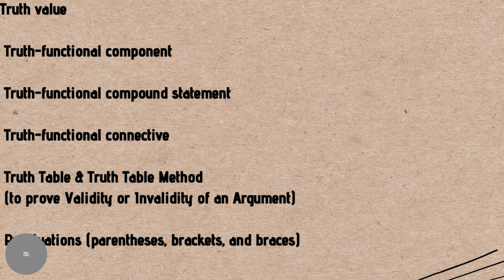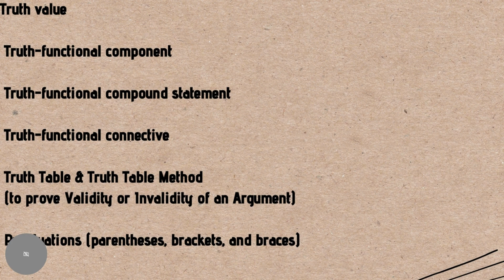So, what is meant by truth functional component? All the components which we saw earlier, I mean the conjunction, disjunction, negation, implication, and equivalence, come under this category of truth functional component. The third one is truth functional compound statement. What is meant by that? A compound statement whose truth value is determined wholly by the truth value of its components is known as a truth functional compound statement.